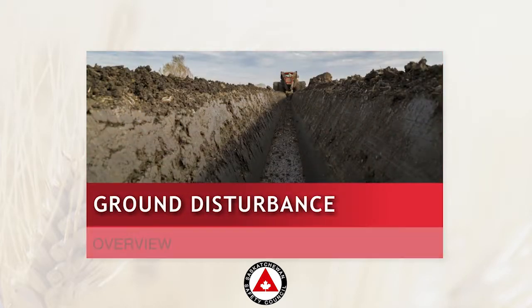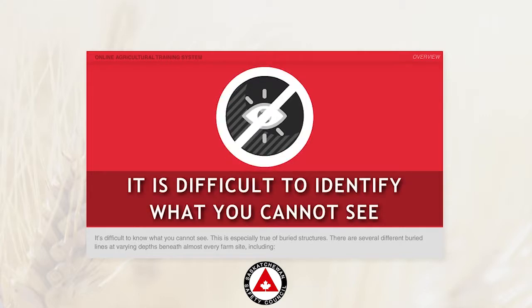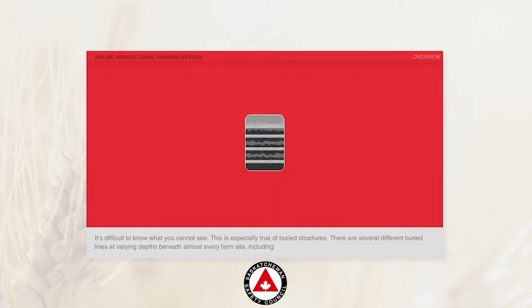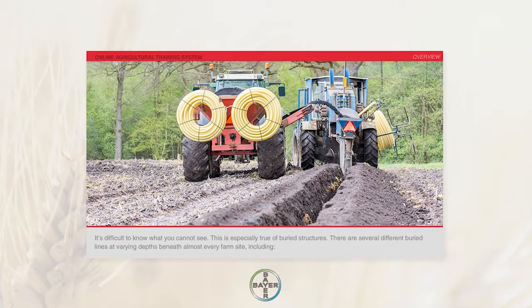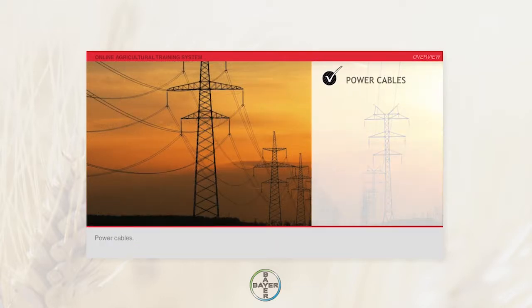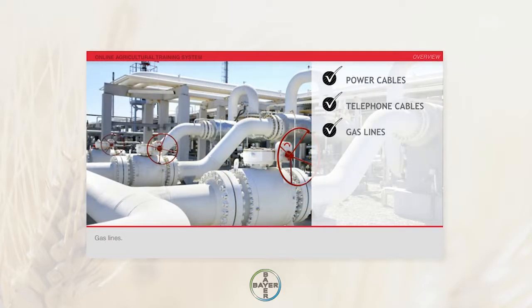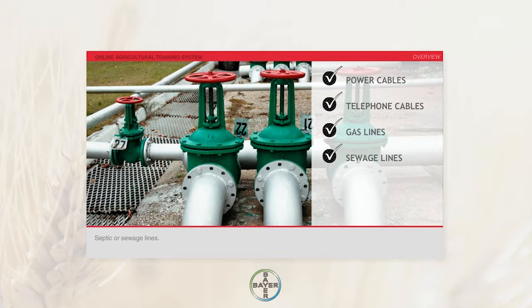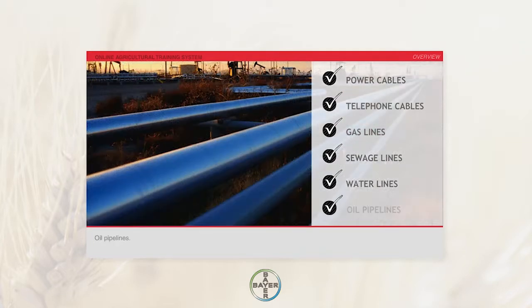Ground disturbance. Overview. It's difficult to know what you cannot see. This is especially true of buried structures. There are several different buried lines at varying depths beneath almost every farm site, including power cables, telephone cables, gas lines, septic or sewage lines, water lines, oil pipelines.